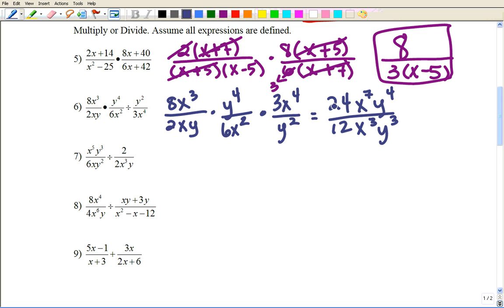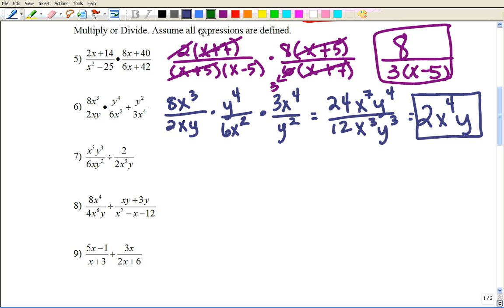Now I can reduce this. So 24 divided by 12 is 2. X to the 7th divided by x cubed. When dividing like bases, subtract the exponent. So we'll have x to the 4th. And y to the 4th divided by y cubed is y. And there's your answer.